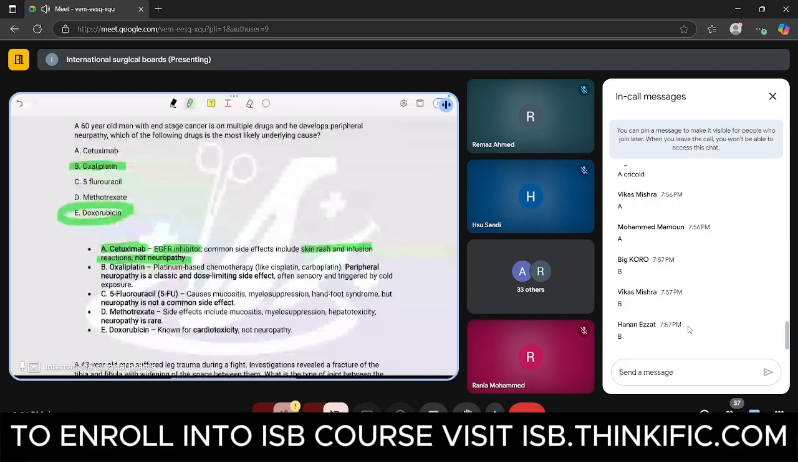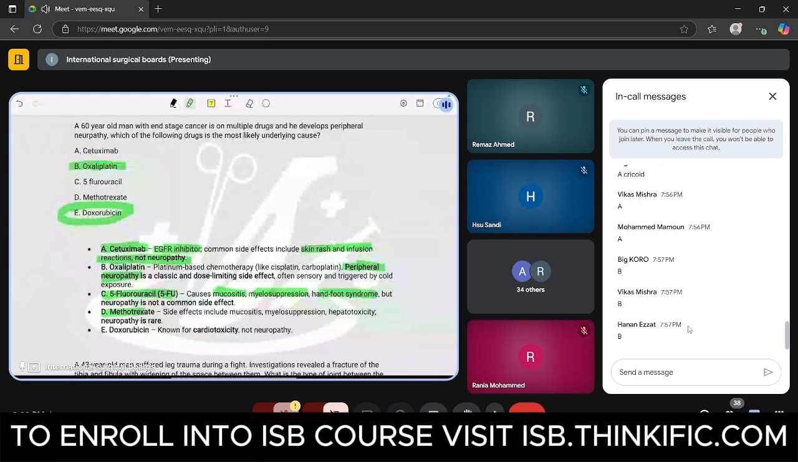Oxaliplatin, which is platinum-based chemotherapy, causes peripheral neuropathy. It's a classic side effect, and it's also a dose-dependent effect, meaning you increase the dose, the neuropathy increases. You decrease the dose, the neuropathy decreases, right? 5-fluorouracil, right? These are some of the commonest side effects like mucositis, myelosuppression, hand-foot syndrome. Also, neuropathy can occur, but it's not a common side effect in 5-fluorouracil.